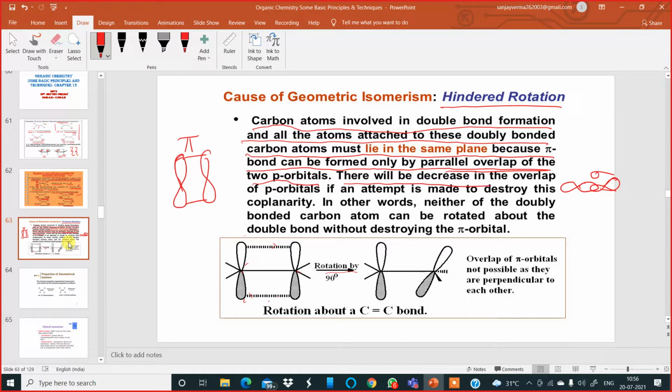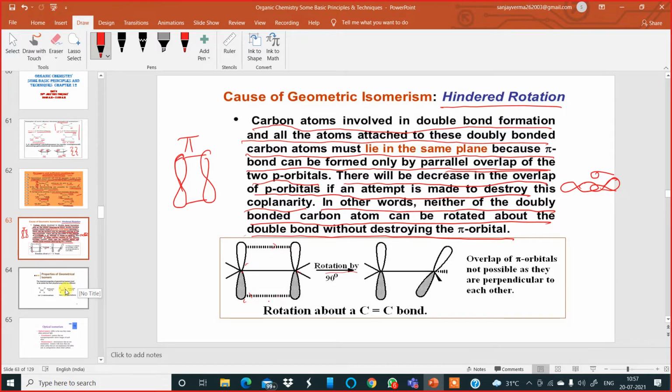There will be a decrease in the overlap of p orbitals if an attempt is made to destroy this coplanarity, if you try to twist the molecule. In other words, neither of the doubly bonded carbon atoms can be rotated about the double bond without destroying the pi orbital. If you destroy the pi orbital, then geometrical isomerism will cease to exist. So it is very important for geometrical isomerism to occur that a multiple bond is a necessity.